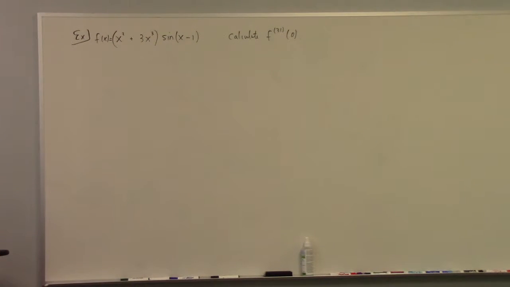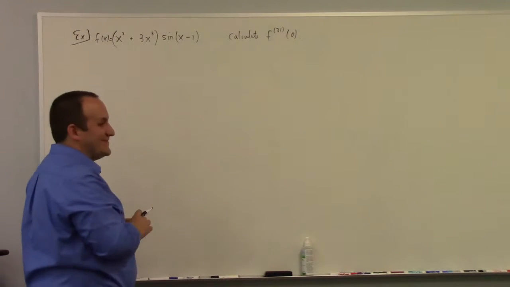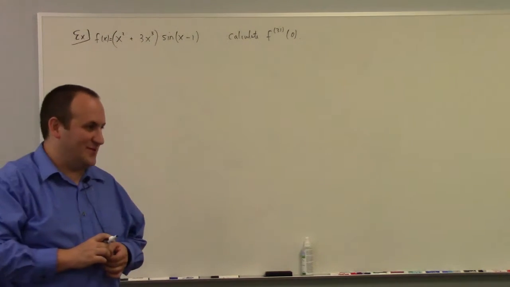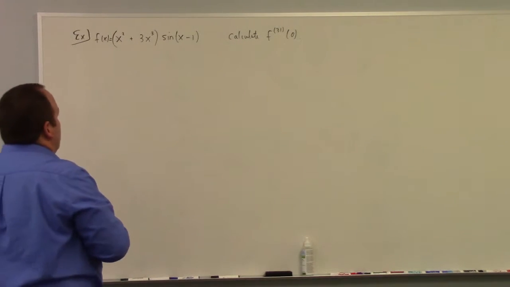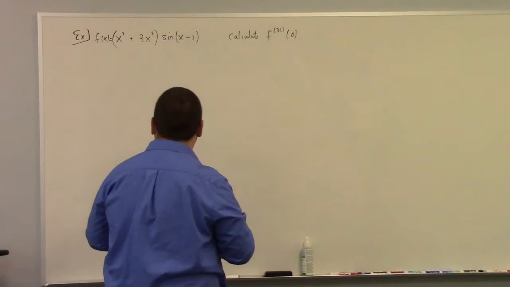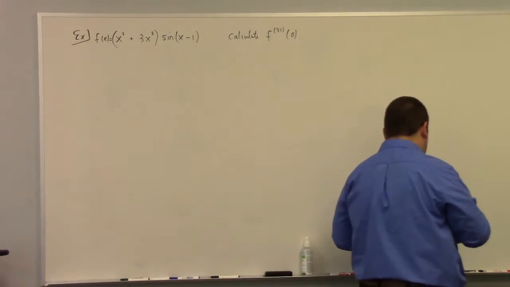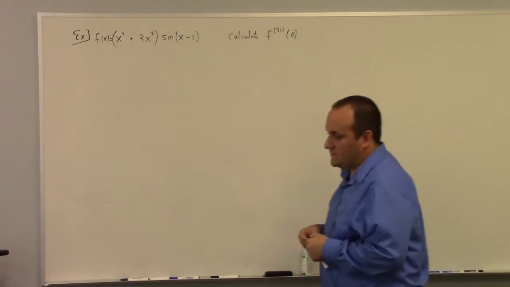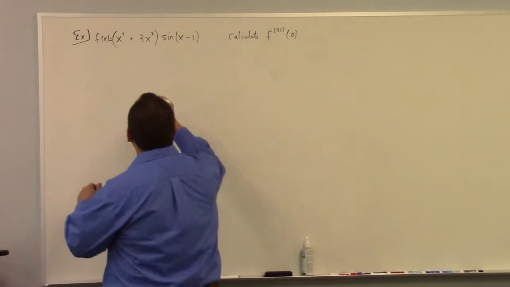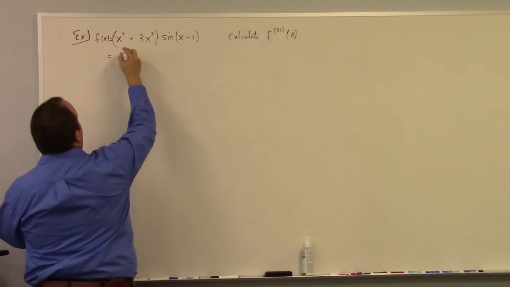So obviously I don't want to differentiate this thing 31 times, right? I mean, maybe you do, I personally don't. So what I need to do, right, is I need to find the Maclaurin series for this function. I need to expand this function as a power series in x.